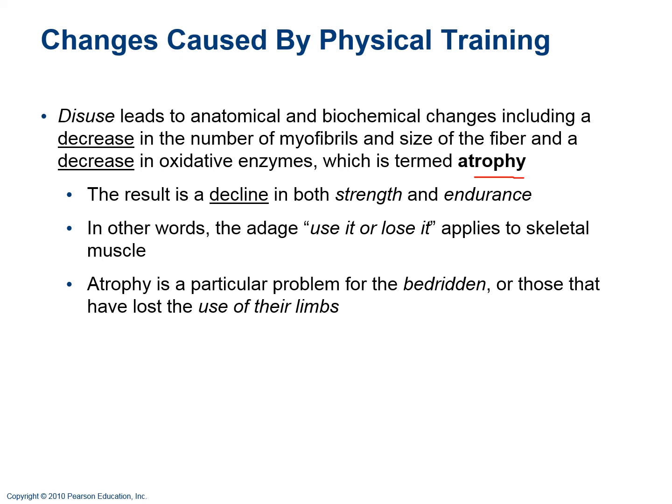Atrophy is a particular problem for people who are bedridden or those who have lost the use of their limbs. Perhaps you know someone who had to wear a cast on a leg or an arm for an extended period of time. They usually have to do some form of physical therapy to get their muscles supple, to build them up and to build their strength again after being immobilized.